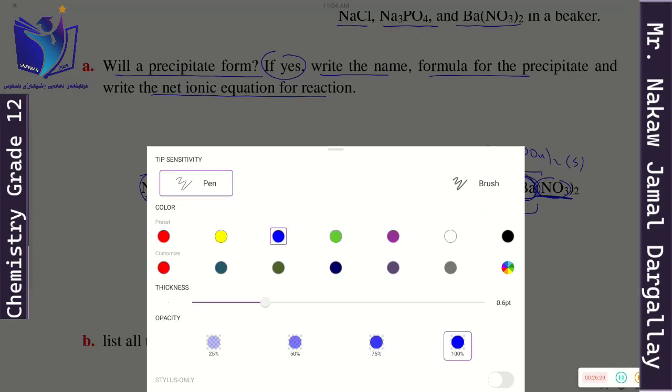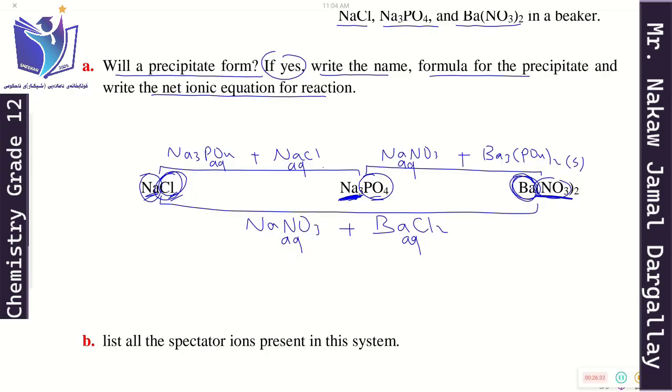So the reaction between NaCl, Na3PO4, and Ba(NO3)2 produces an insoluble salt. The insoluble salt is Ba3(PO4)2. So, does a precipitate form? Yes. Write the formula. The formula of the insoluble salt is Ba3(PO4)2. And write the name. The name is barium phosphate.